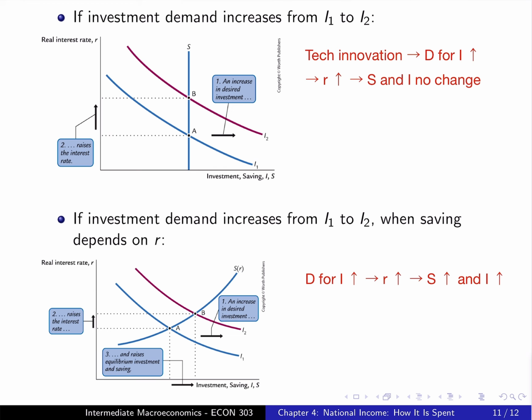In contrast, consider the case where saving depends on R. This means that as the interest rate rises, households are willing to save more. Now, when investment demand increases from I1 to I2, the interest rate still rises, but not as much as in the fixed saving case. Because saving is responsive to R, both the interest rate and investment increase in the new equilibrium.